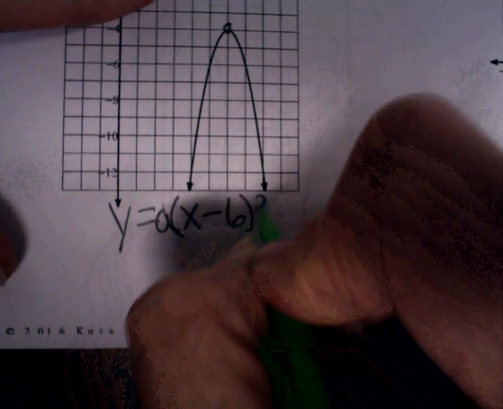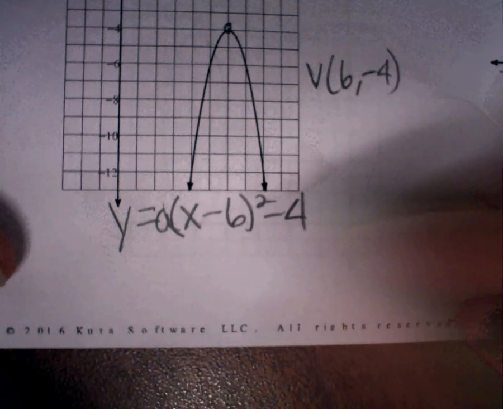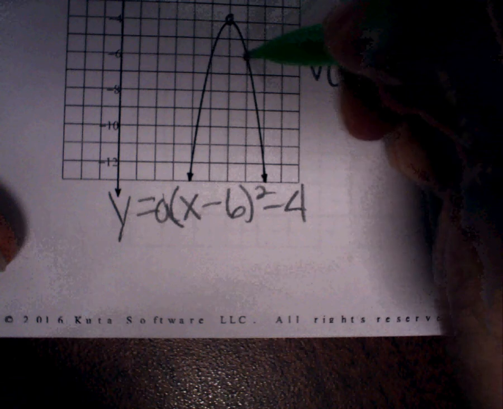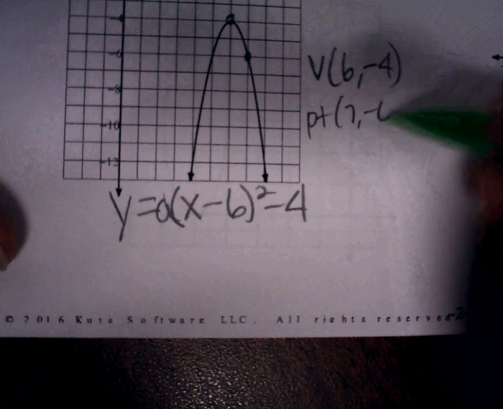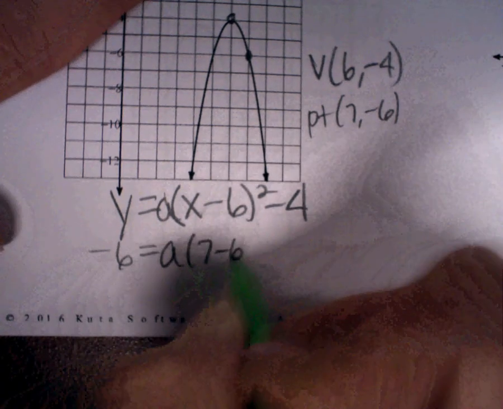So let's try 15. So 15, we know the vertex. We know it's a y equals, I don't know a, x minus 6 squared. My vertex is 6, negative 4, so minus 4. So now I'm going to pick any point I want. I could pick 7, negative 6. So my other point is 7, negative 6. Negative 6 goes for y. 7 goes for x. And I solve for the a.